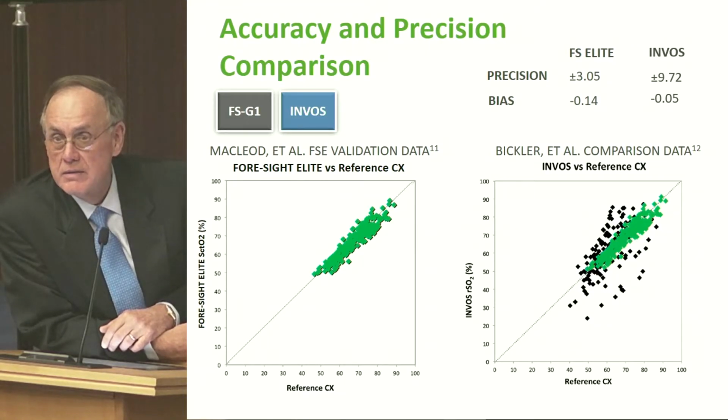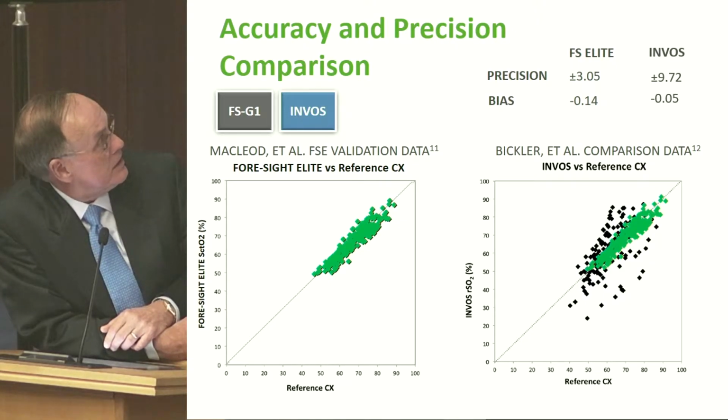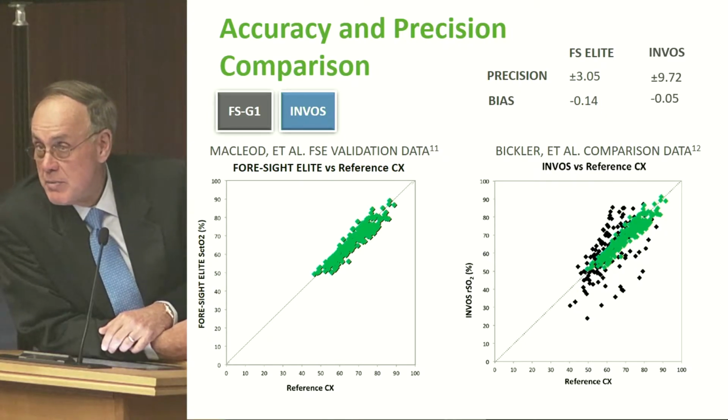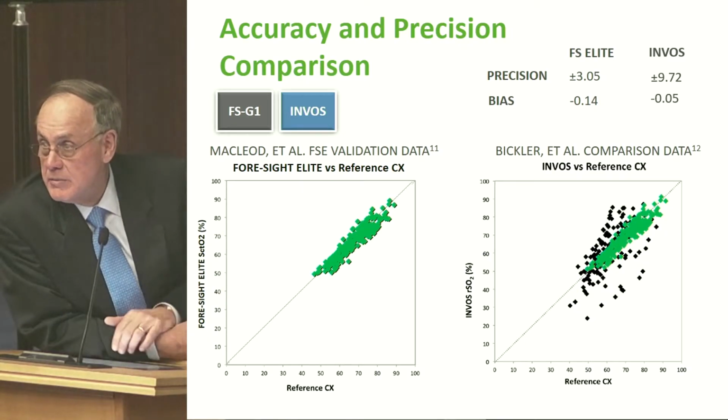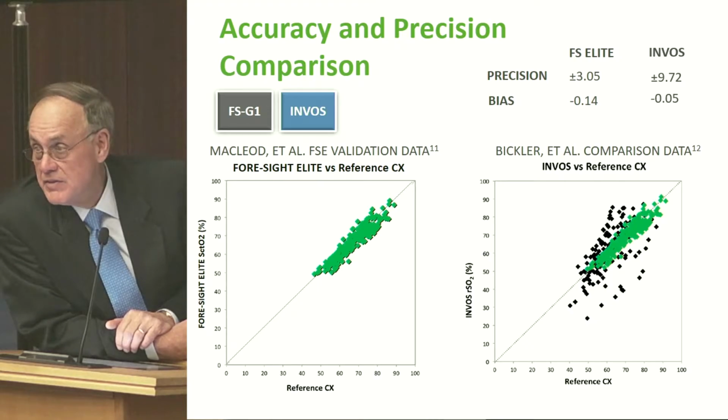Now, is that important? Well, yes it is, because for example here, if your monitor was showing a saturation of 50, which is hypoxia based on our oxyhemoglobin dissociation curve, the actual blood samples tells us that yes, it is indeed 50.